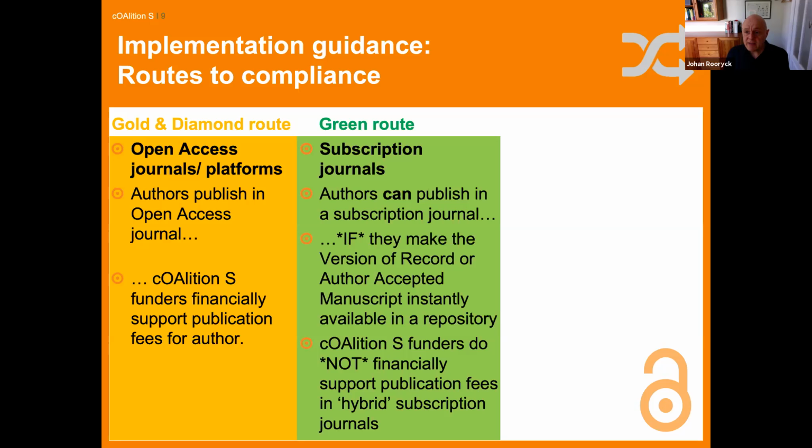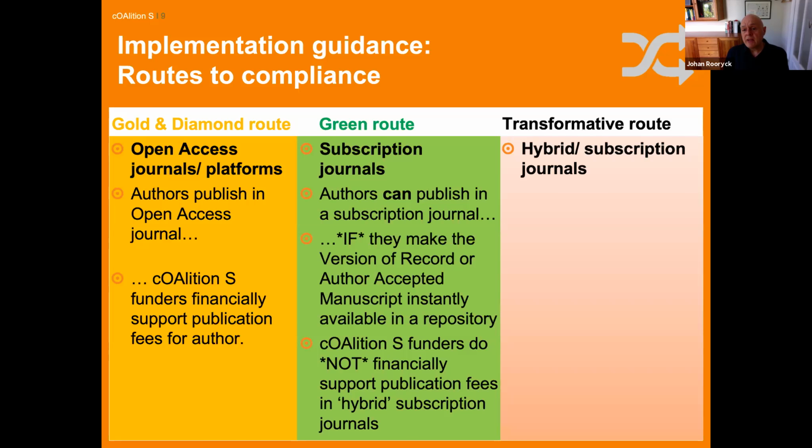And of course, we ask the author to retain copyright, to inform the publisher that they want to retain copyright and that they want CC BY. Right? But it is possible to publish in a subscription journal under Plan S. The third route that we accept is what we call the transformative route. And the transformative route is a route that is designed for hybrid and subscription journals. And this is when authors publish in a journal that is under a transformative agreement. I will talk about transformative agreements in a minute.